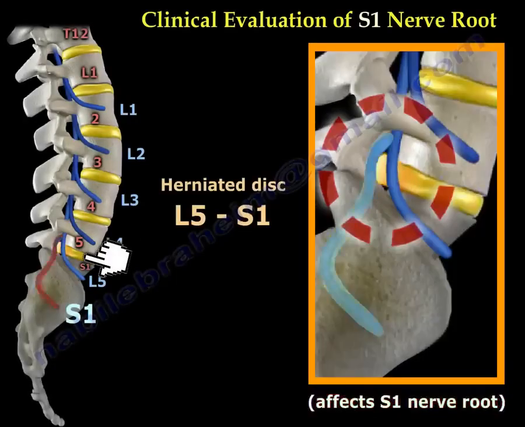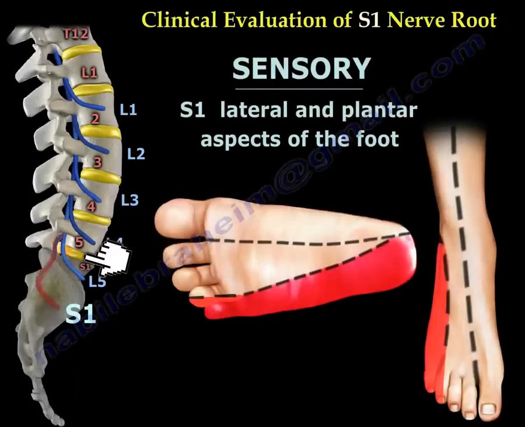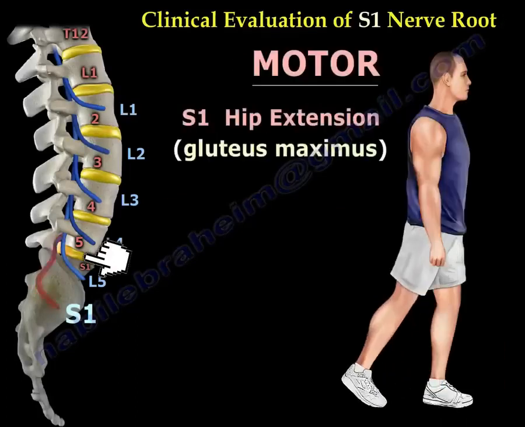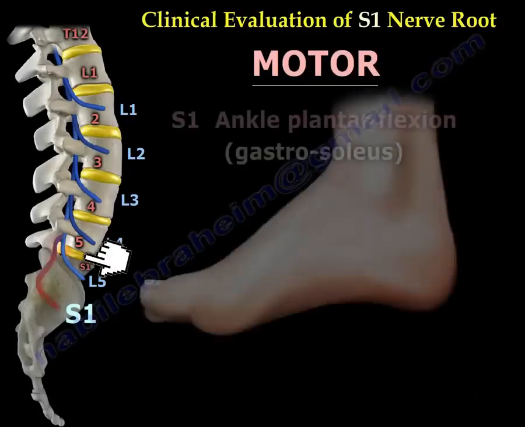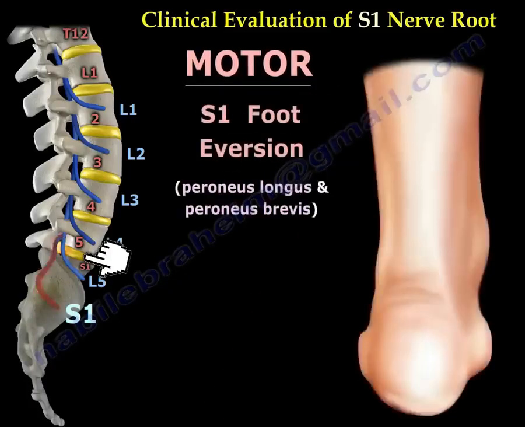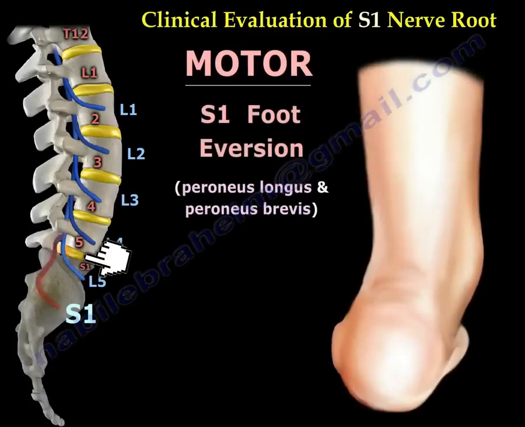Herniated disc between L5 and S1 will affect the S1 nerve root. The sensory of S1 will be the lateral and plantar aspect of the foot. How about the motor? It's hip extension, gluteus maximus. We don't use that a lot, but ankle plantar flexion, the gastrocnemius-soleus complex, is the one we use. And we also use foot eversion, the peroneus longus and brevis.